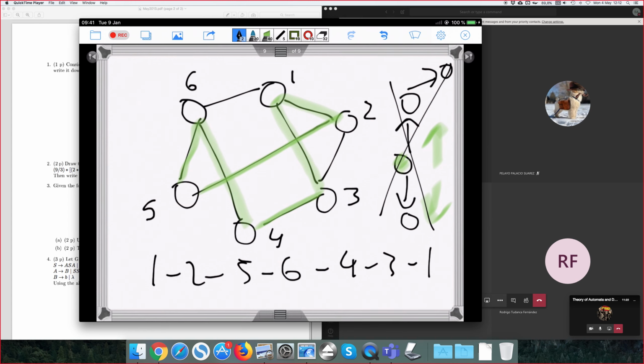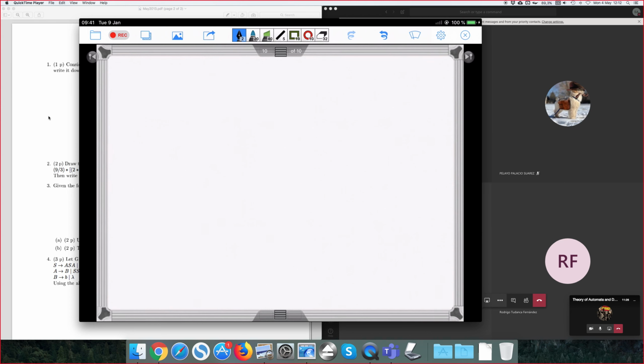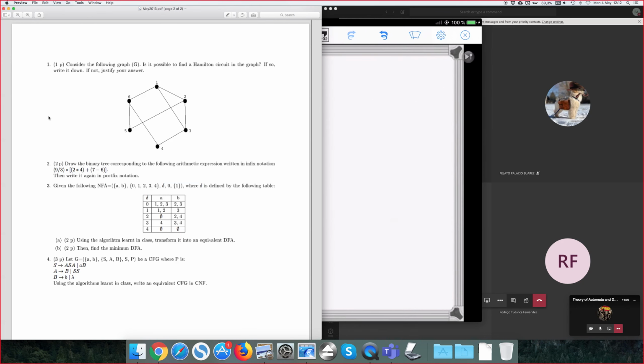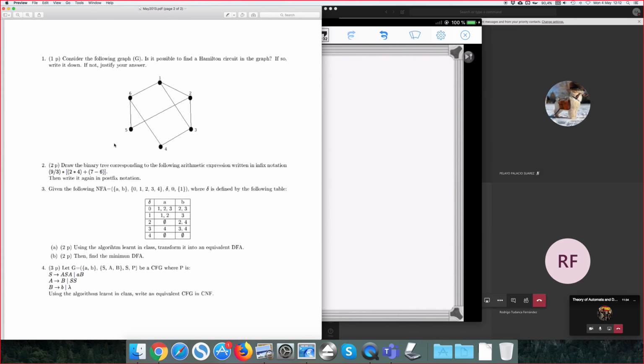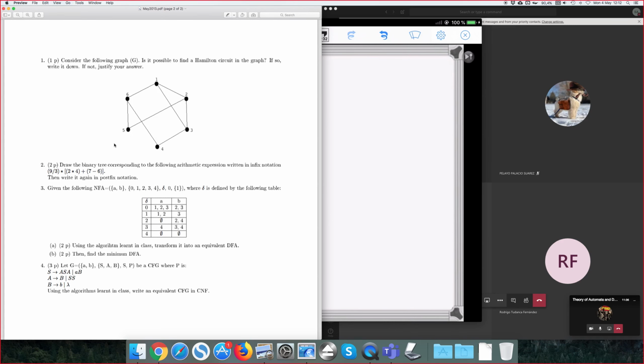Any question about this exercise? No? Okay, then let's focus on exercise 2. I don't know if you can see this very clearly.